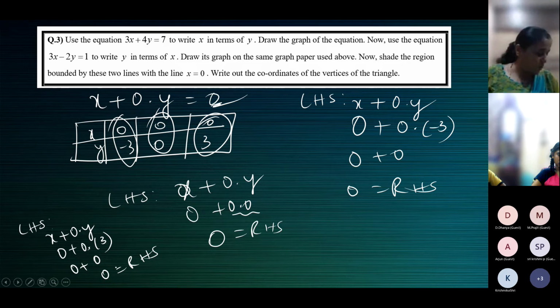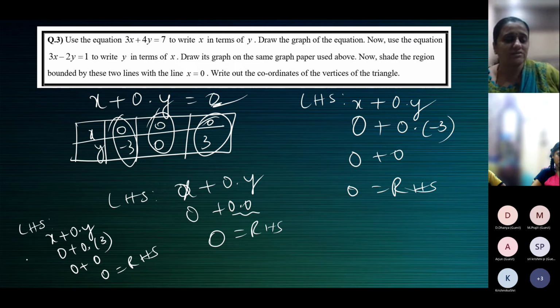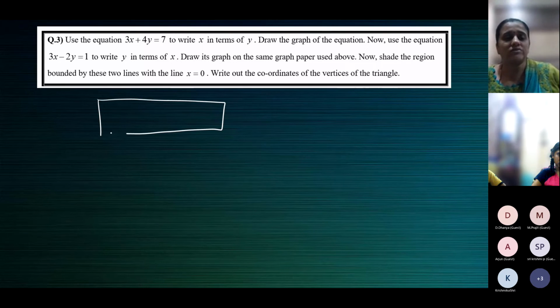So you can see that these points satisfy the equation. These points, what we have taken here in the table, do satisfy the equation. So we are right. x is always 0 for any value of y.